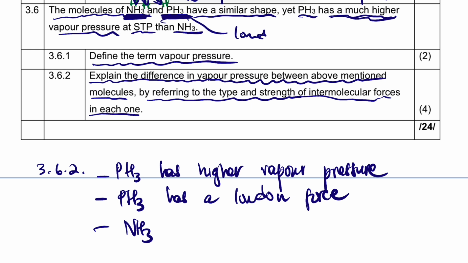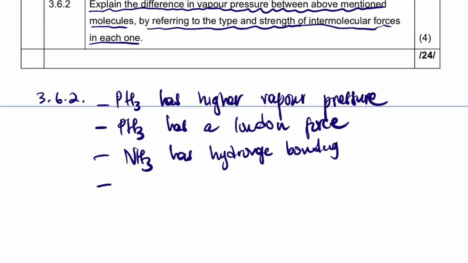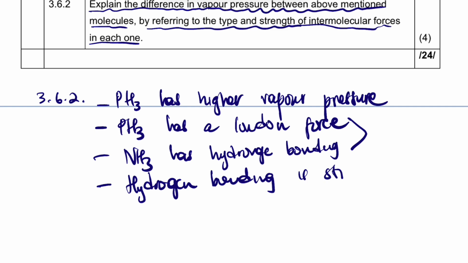It's London, and this one is hydrogen bonding. The NH3, which is the ammonia, has the hydrogen bonding. And then lastly, you compare these two forces. You say the hydrogen bonding is stronger than the London.